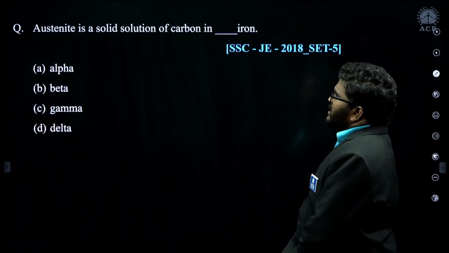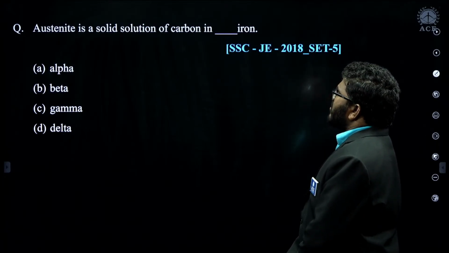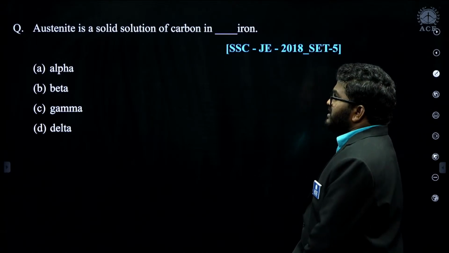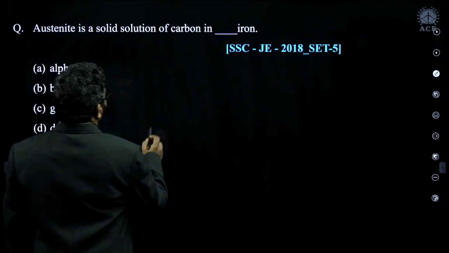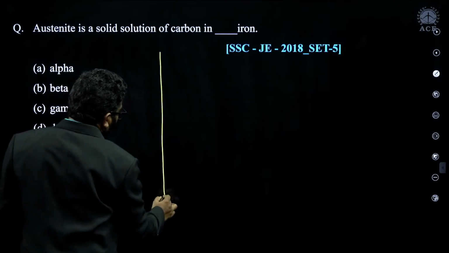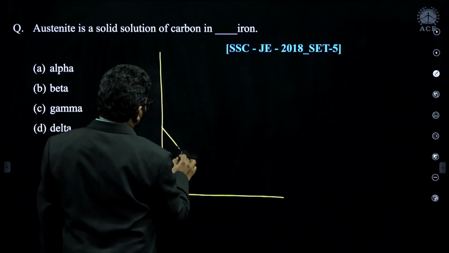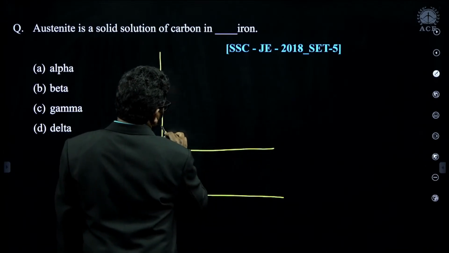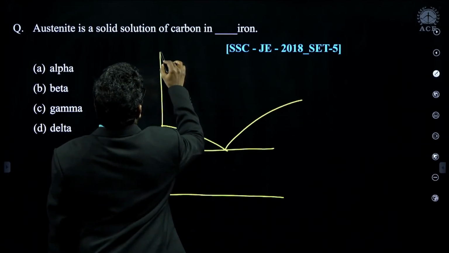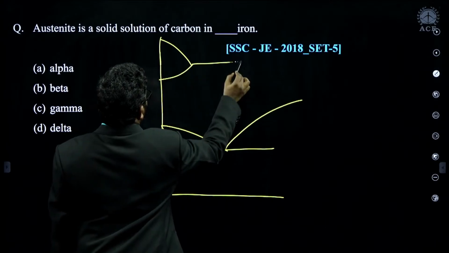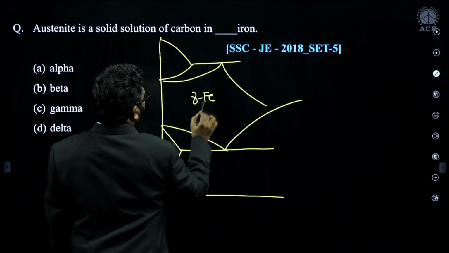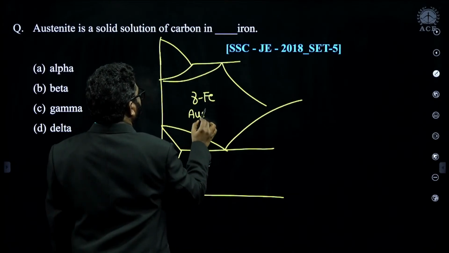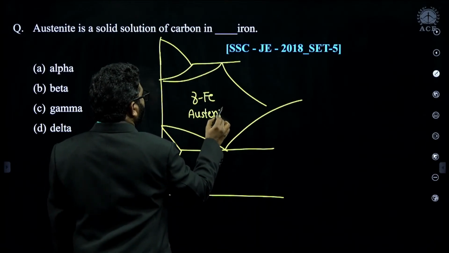Now, austenite is a solid solution of carbon in gamma iron. Remember, austenite is nothing but gamma iron. Listen carefully. This gamma iron we call austenite.